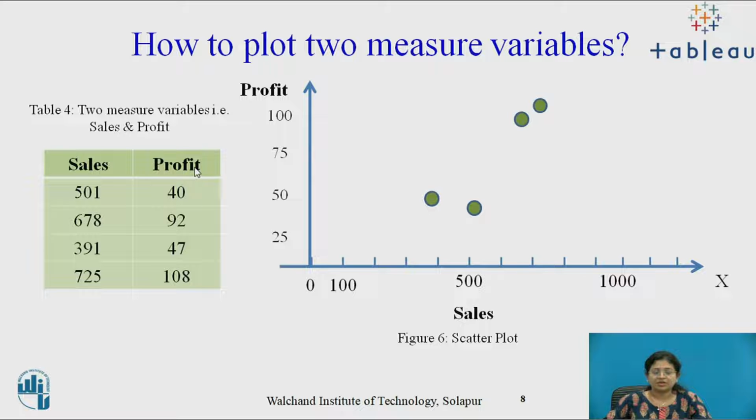Look at this graph. Here I have plotted the scatter plot for the sales and the profit. On the x axis I have taken the sales, and on the y axis the profit, and according to the sales, that is $501,000, the profit is $40,000. This is shown here with the help of this circle. This is called a scatter plot. Both variables are measures on each axis.